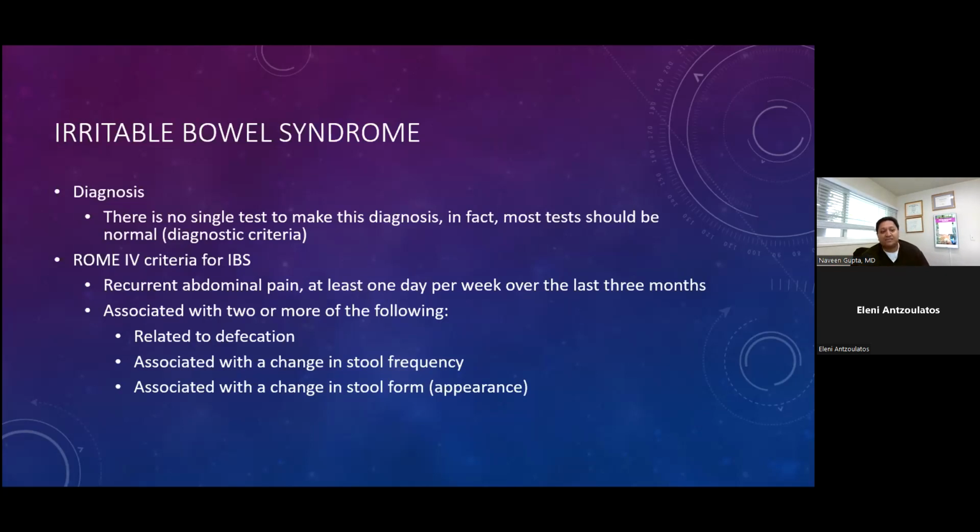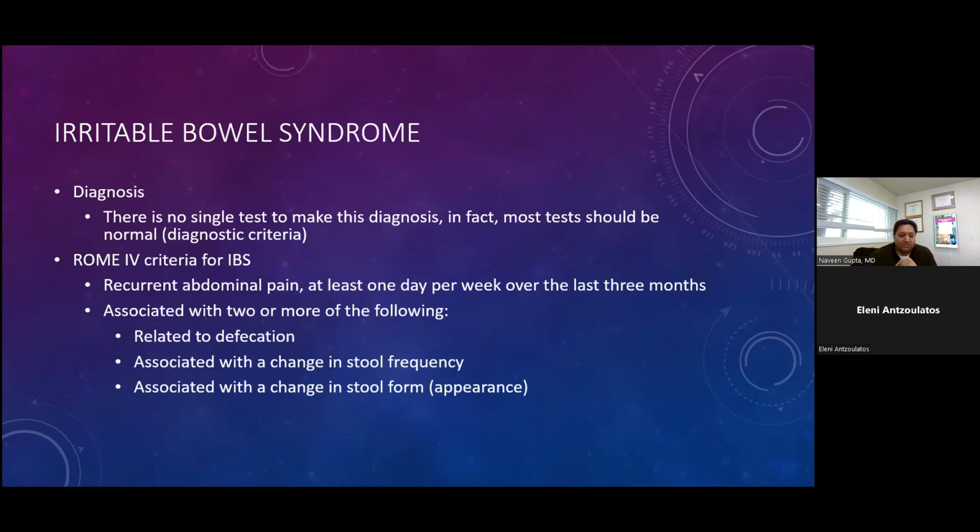But basically, it's recurrent abdominal pain at least 1 day per week over the last 3 months. It's usually associated with at least 2 or more of the following: related to defecation, as I mentioned, associated with a change in stool frequency, either too much or too little, and associated with a change in stool form.